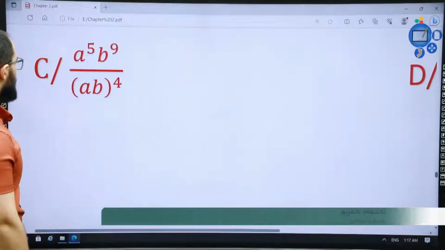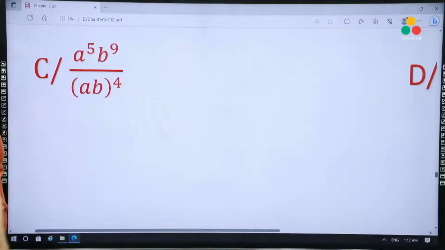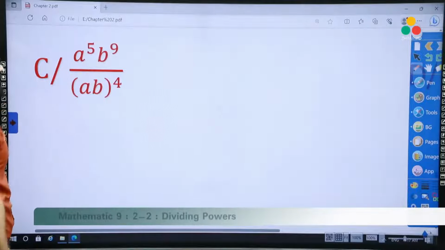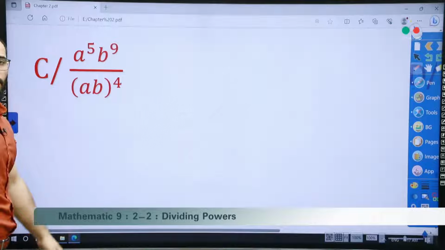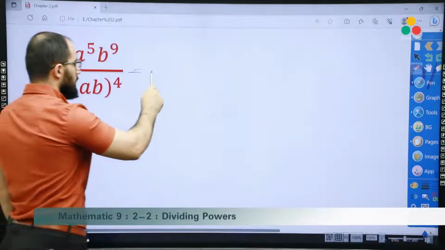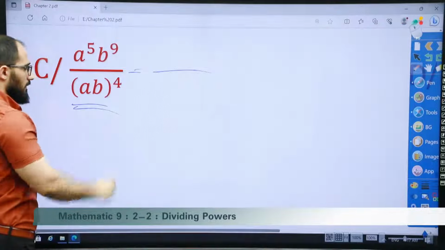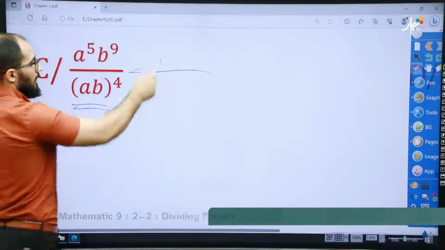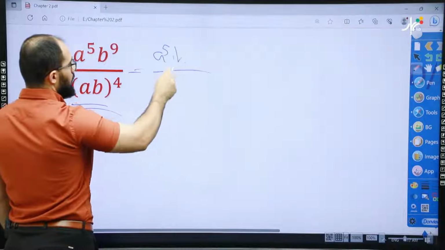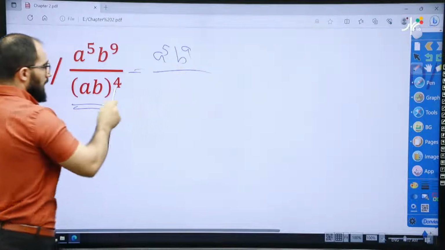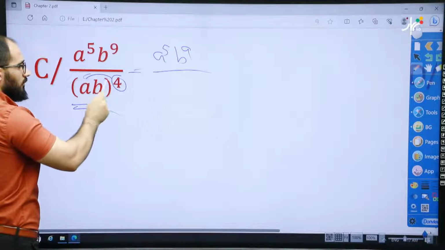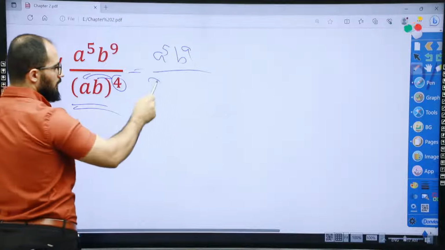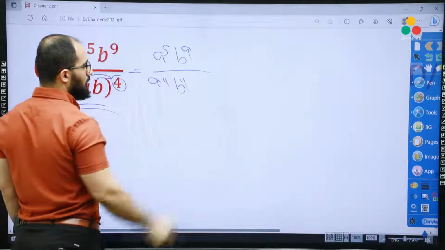And example C, we have a power 5, b power 9, all to the power 4, as a fraction with a b power 4. First step, try to simplify the parentheses, the bracket. a power 5, b power 9: you give power 4 to both of them. a power 4, b power 4.